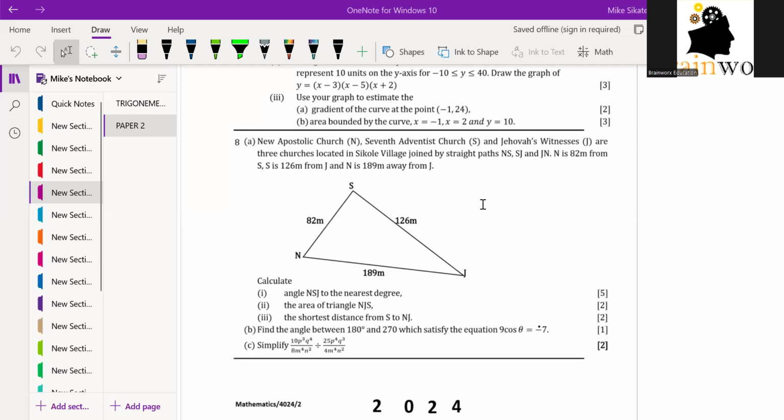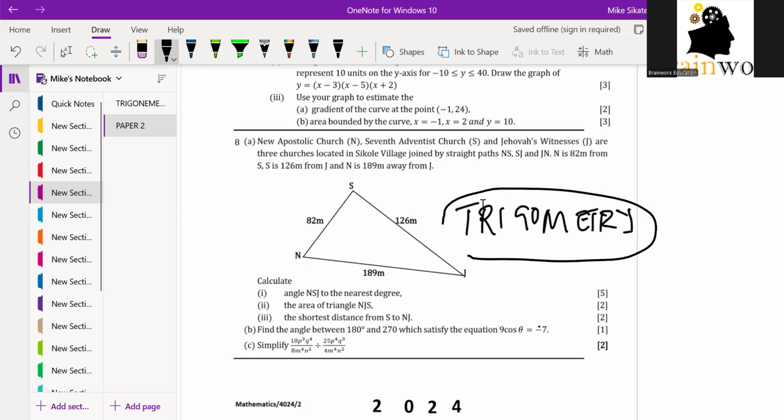Have you ever wondered how you're going to be able to answer this type of question in trigonometry? Mind you, paper 2 mathematics carries quite a lot of marks, and I believe if you master the concepts and if you master each specific topic that you want to answer in paper 2, you're going to be 100% ready for your ECZ or GCE examinations.